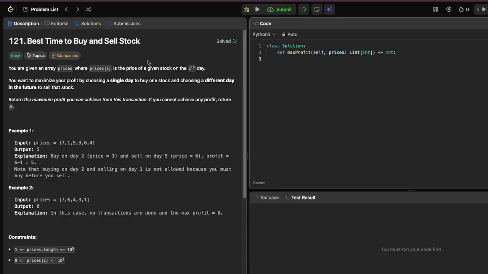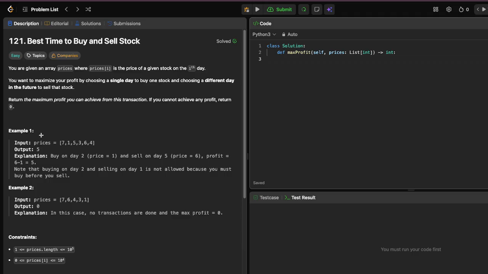In this problem, we are given an array of prices, where the price at a specific index is the price of a given stock on that day. The problem asks us to maximize our profit by choosing a single day to buy one stock and a different day to sell that stock. In the end, we have to return the maximum profit we can achieve from this transaction. If it's not possible to get a profit, we have to return 0.